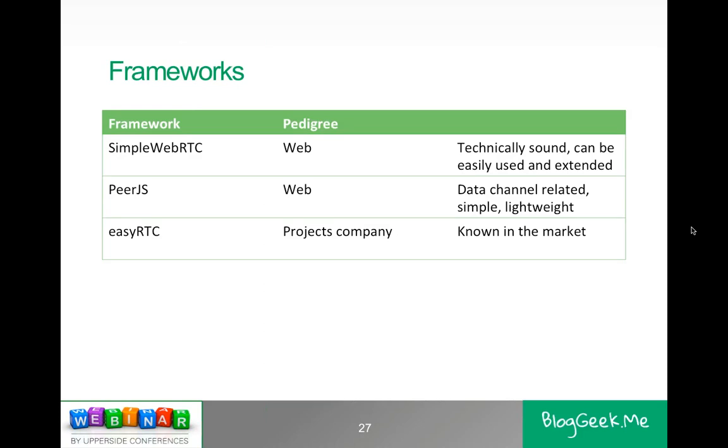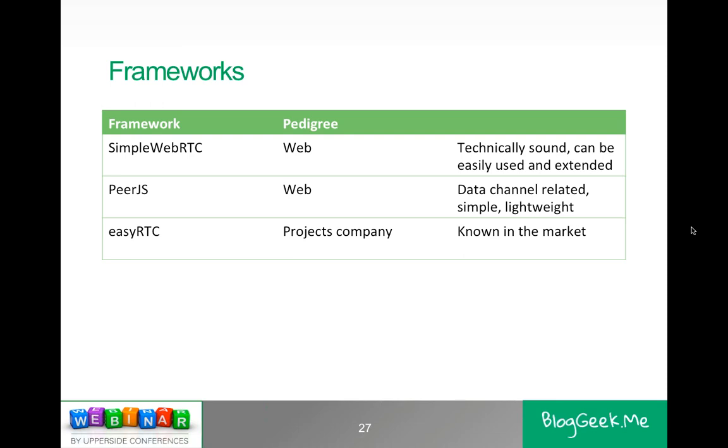And if we start from the frameworks, if you're a developer and you want to dirty your hands, then you can use frameworks. There are many frameworks out there. The most popular ones are these. Okay, Simple WebRTC. Simple WebRTC has a web pedigree. It's a framework that comes from a company called Andyet in Portland. And what this company does on a daily basis is build JavaScript-based web applications for their customers. This solution is technically sound, and it can easily be used and extended to other areas. So if you have a service that needs something that provides the basic signaling, mesh multipoint support, not a lot of media stuff inside it, then Simple WebRTC is a very good choice.